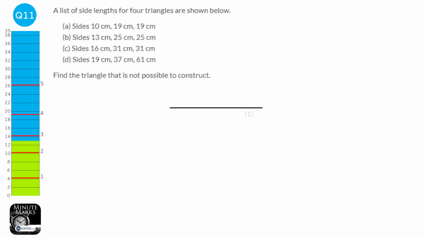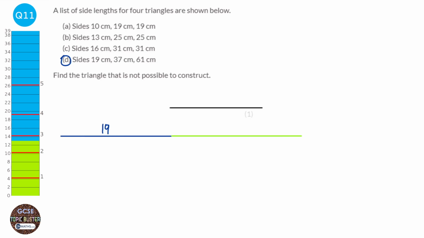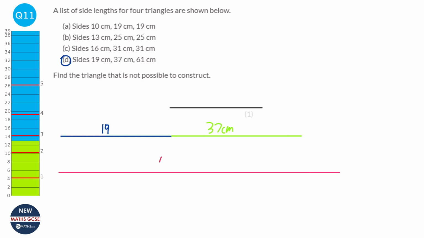For each of these options, try and construct in your head the triangles that would be made from these lengths. And I'm going to give an example for option D. I'm going to construct my triangle just with sticks. So we're going to start off with our first stick, which is 19 centimeters. Then we're going to do another stick, which is going to be 37 centimeters. And we've got one last stick, which is 61 centimeters.